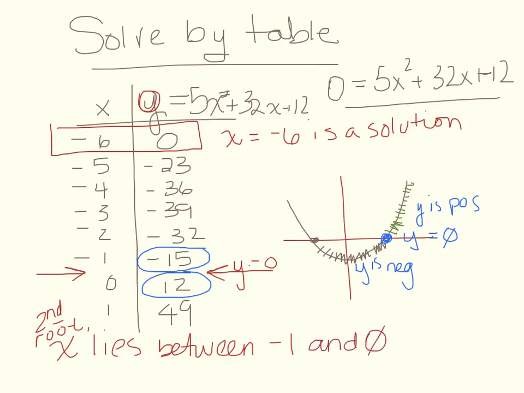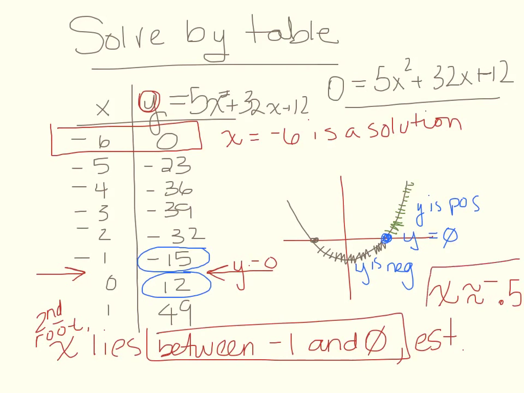So you can make an estimate. This is an estimate. And one of the things you could do then is you could say x is approximately minus 0.5, and that would work. You could either say it's between these two numbers, or you can give me an approximation that lies between those two numbers. So that's a nice way to make an estimate based on just a few values.